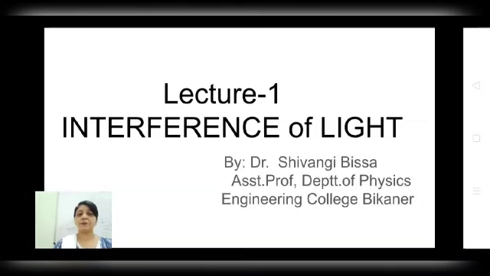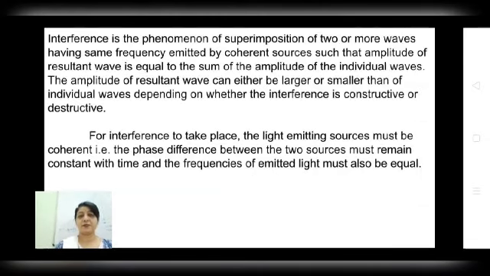So, the topic which we are going to study today is about interference of light. Starting with the definition of interference, we know that interference is the phenomenon in which two light waves having nearly equal frequency and equal amplitude superimpose each other under a very important condition. What is that condition? That condition is that the phase difference between them should be constant with respect to time.